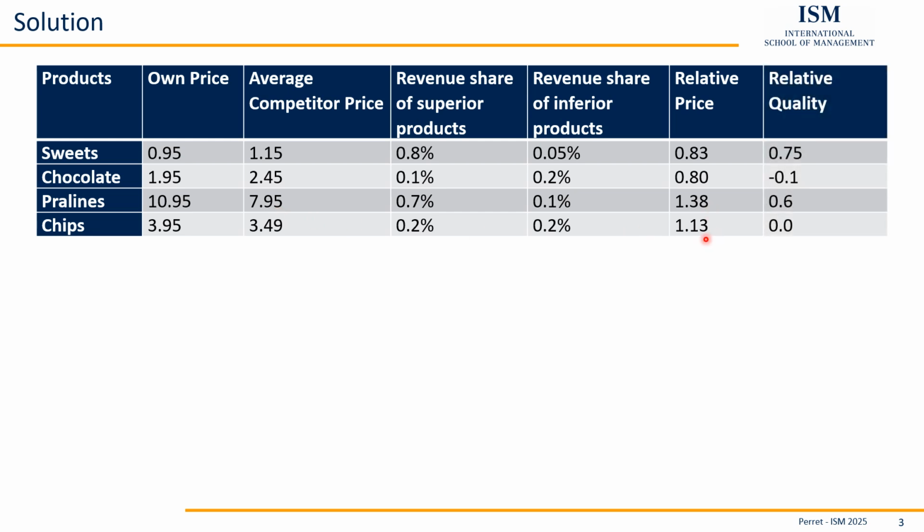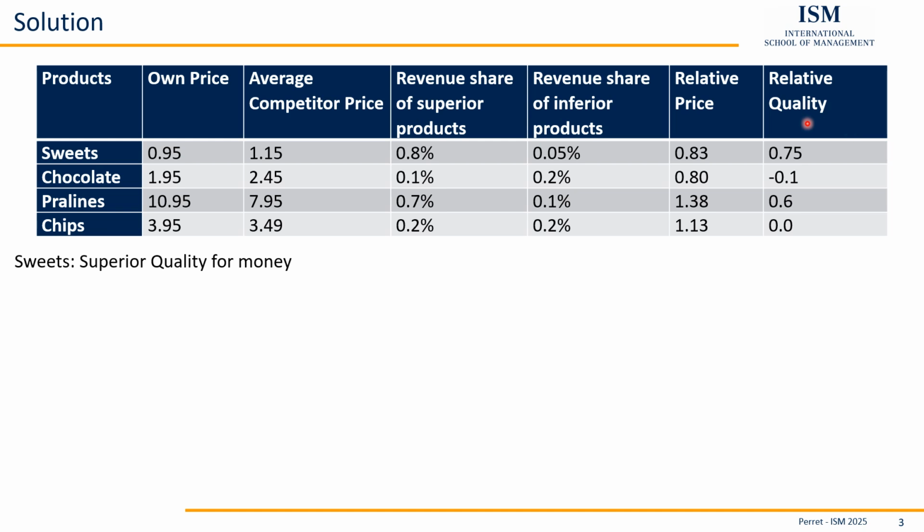Then I also have relative quality, which is just, since it's about shares, the share of superior products minus the share of inferior products. So here 0.8 minus 0.05, 0.1 minus 0.2, 0.7 minus 0.1, and 0.2 minus 0.2. Well, with these 2 columns, I have all the information I need for this value map approach. And I can start with the sweets.